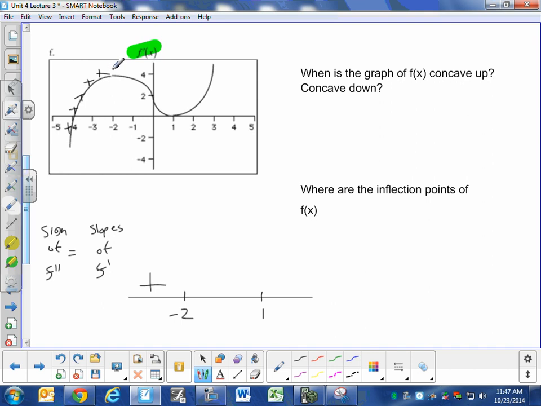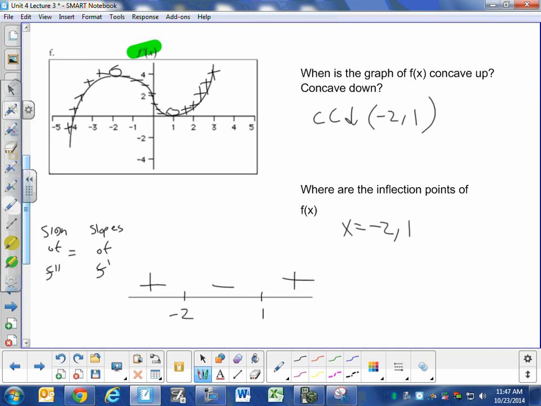Then we see we have a 0 tangent slope at -2. Then we have tangent slopes that are negative. Then we see we have a 0 tangent slope, so a possible point of inflection, which definitely is a point of inflection because the tangent slopes are positive to the right of 1. So we have inflection points at -2 and 1. And here's our concavity. We are concave down from -2 to 1, and we are concave up everywhere else.